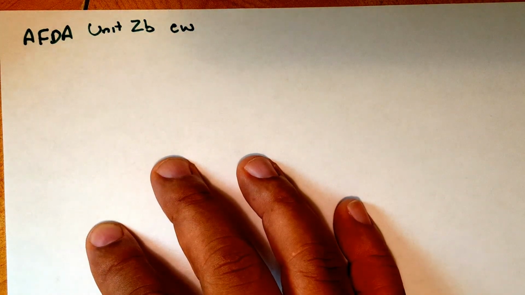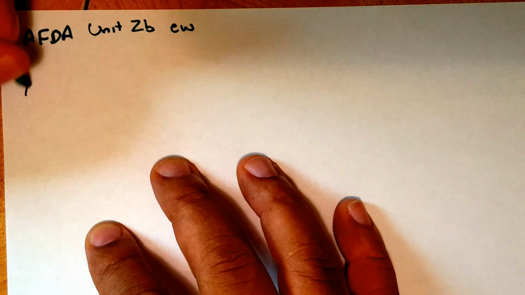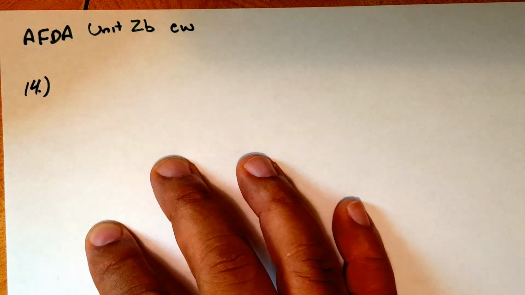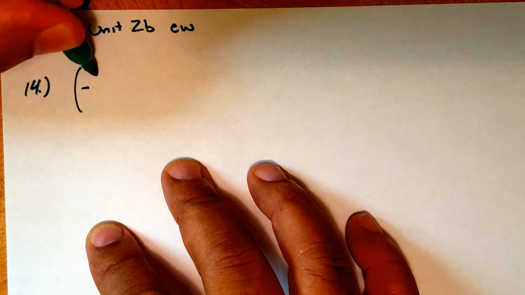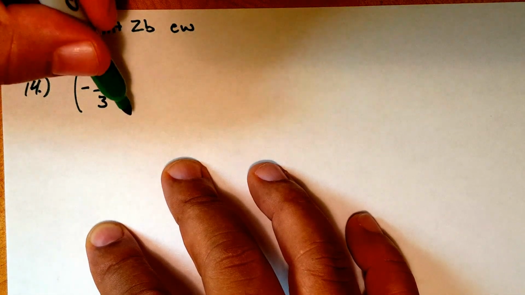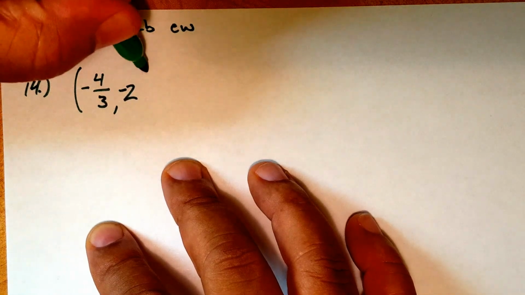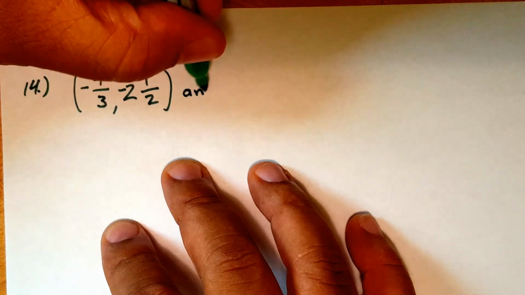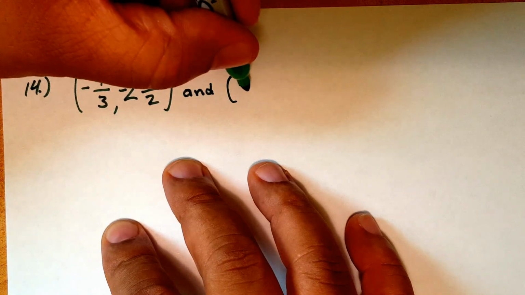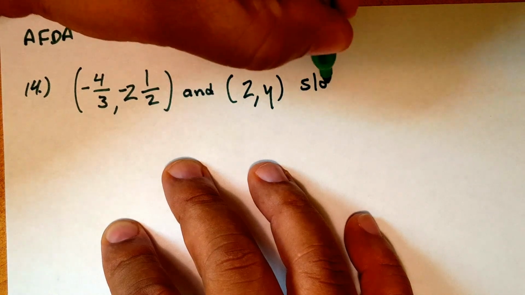Okay, so this is Unit 2B, the classwork. We're going to look at number 14. To start off, they give us the coordinate -4/3, -2.5, and a slope equal to 0.